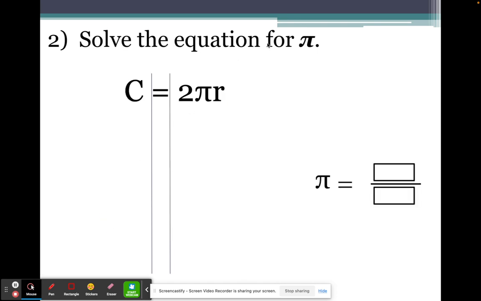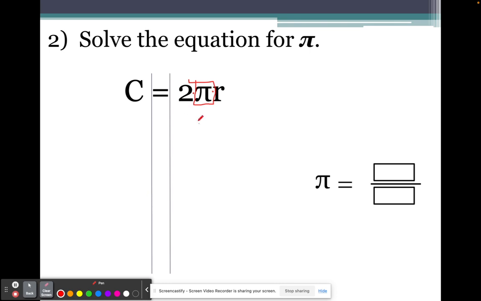Let's look at the next one. We're going to solve for pi, which would be a weird thing to do. We know what pi is. We would never really have to solve for pi, but let's do it anyway. I have the circumference equals 2 times pi times radius.